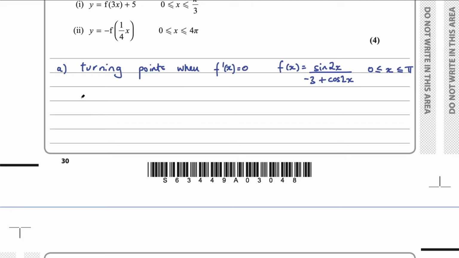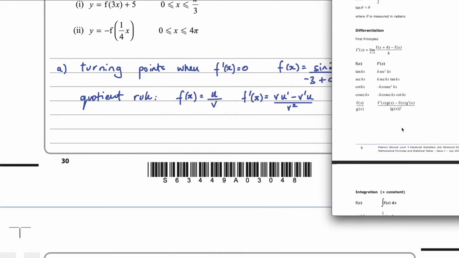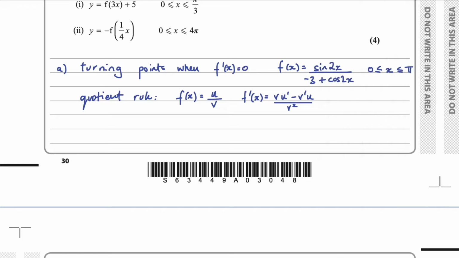So firstly, let's write down the quotient rule. The quotient rule says if we have a function with a function in the numerator and denominator, and I've called those u and v, you could call those g of x and h of x or something, then the derivative f dash will be v multiplied by the derivative of u, subtract the derivative of v times u, all over v squared. And this is in your formula booklet on page 6 here. It has under differentiation the quotient rule there. So it's not something you need memorized for A-level mathematics.